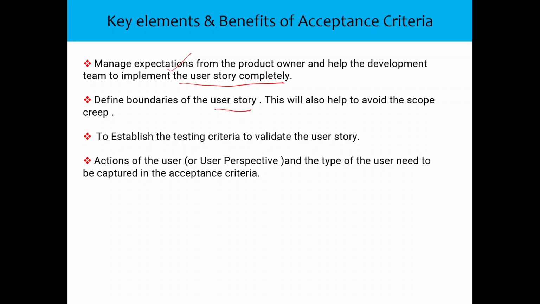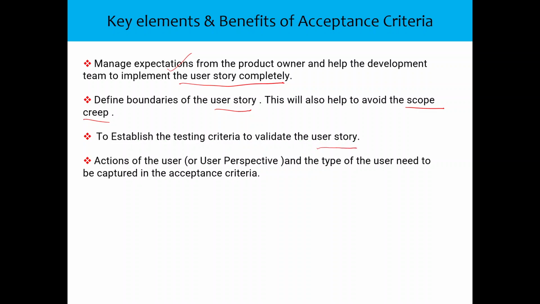Define boundaries of the user story. Unless and until you have acceptance criteria set up, how can you keep doing things? You don't know what to do exactly, and that will lead to scope creep. So in a way, acceptance criteria is setting up the boundary, otherwise it will lead to scope creep. To establish the testing criteria to validate the user story.